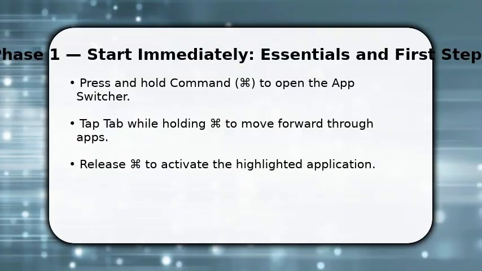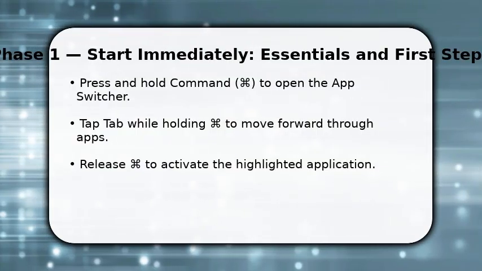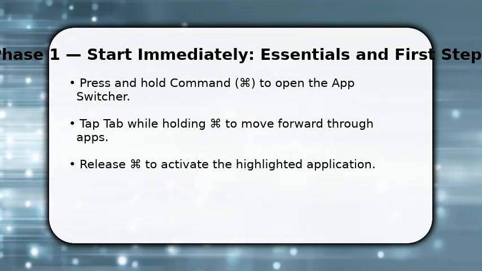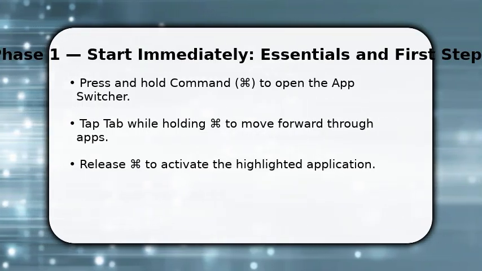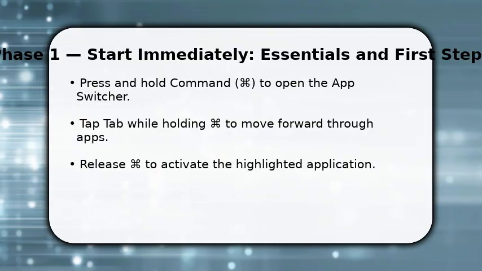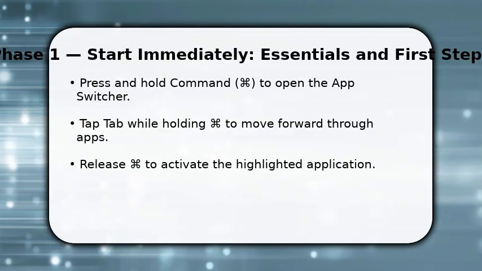Enjoy the video. You begin by using the built-in app switcher. This is the single, fastest method. Press and hold Command and the row of app icons appears. That visual context is why it works so reliably.